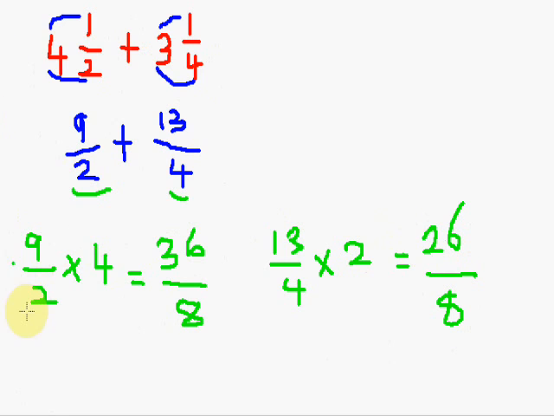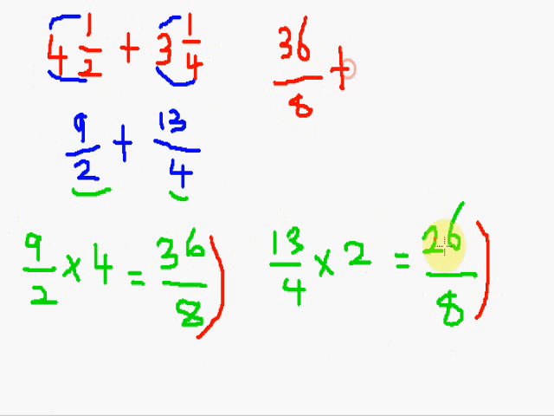So we have two fractions now, 36 on 8 and 26 on 8, that both have a common denominator of 8. So we can go ahead and simply add across, just adding the numerators, and we're going to write back the 8. So 36 and 26. So I believe that you can finish this one on your own.